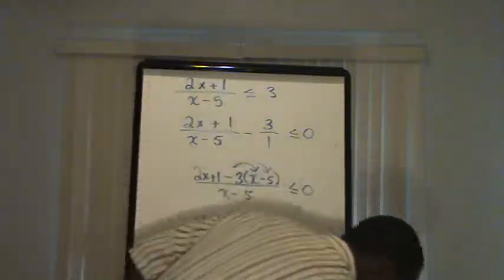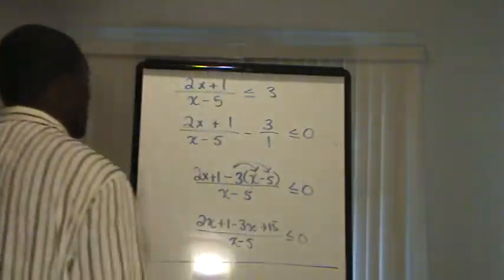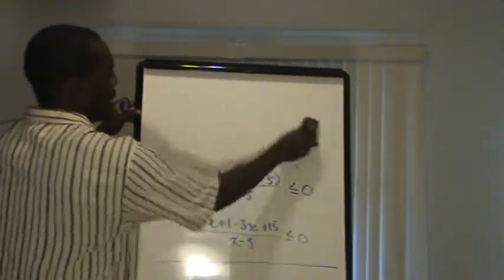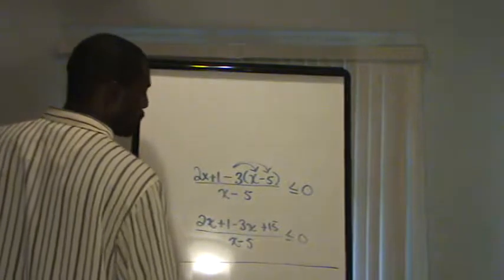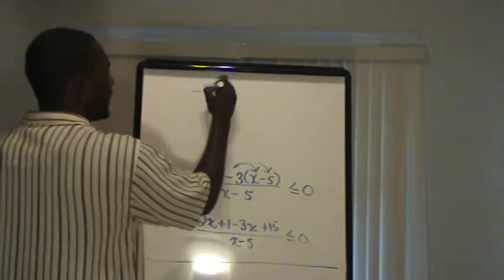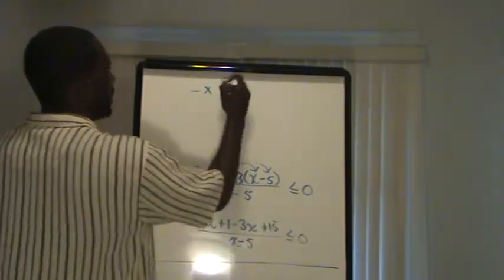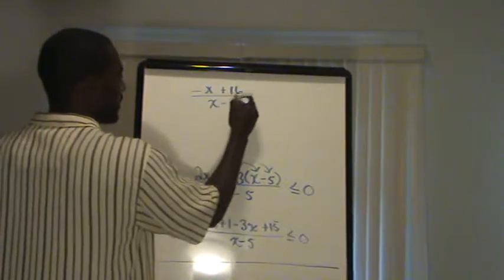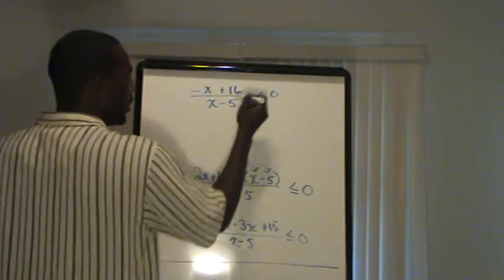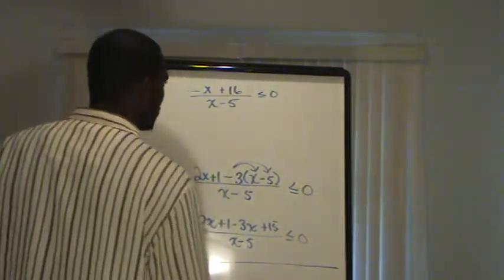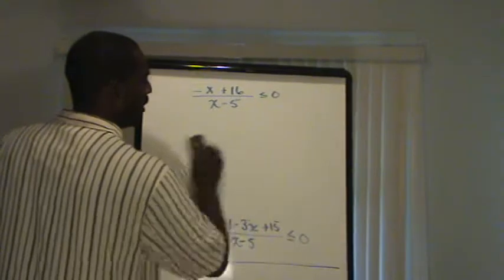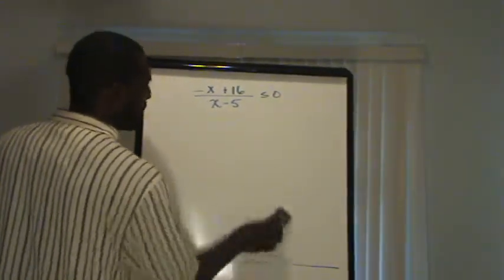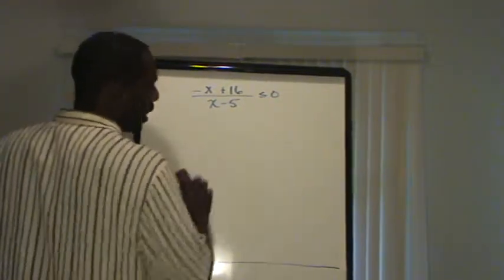So as we get ready to combine like terms in the numerator, we see that we can combine 2x minus 3x, giving us negative x, and 1 plus 15 gives me a positive 16 over x minus 5 less than or equal to 0. So again, we can see now that it's really just a good exercise of our algebra skills that we've learned. So repetition is always key.